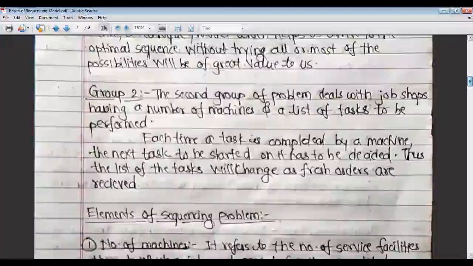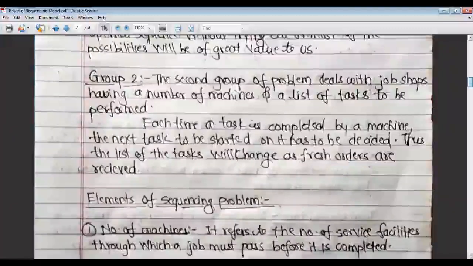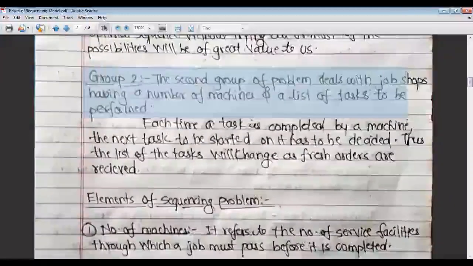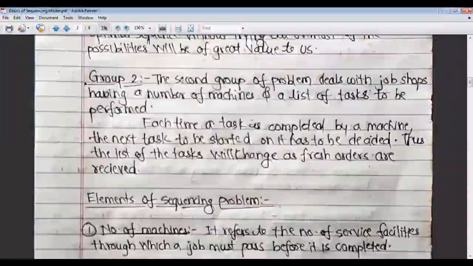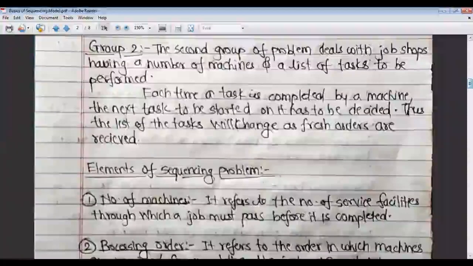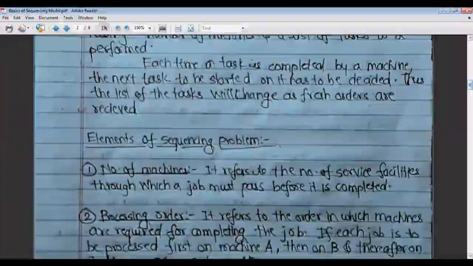We have also seen what a group 2 type of problem is that we may come across in case of sequencing. The second group of problems deals with job shops having a number of machines and a list of tasks to be performed. Each time a task is over, we'll have to think about which is the next task to be taken on the machine. That list will go on changing as fresh orders are continuously being received. So this is your group 2 type of problem.